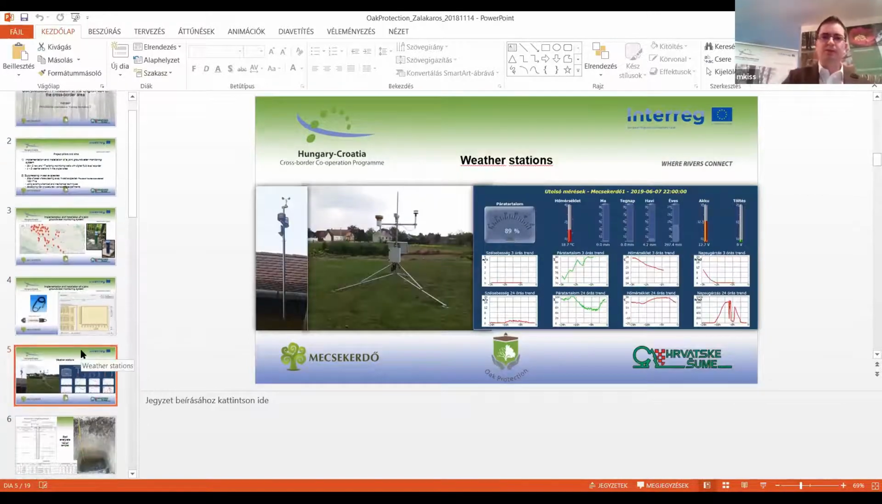The monitoring system was completed with 7 weather stations, a Hungarian model and another one from the US, the Campbell Scientific Station. So they provide us real-time information about humidity, temperature, solar radiation, precipitation, and wind speed, of course.